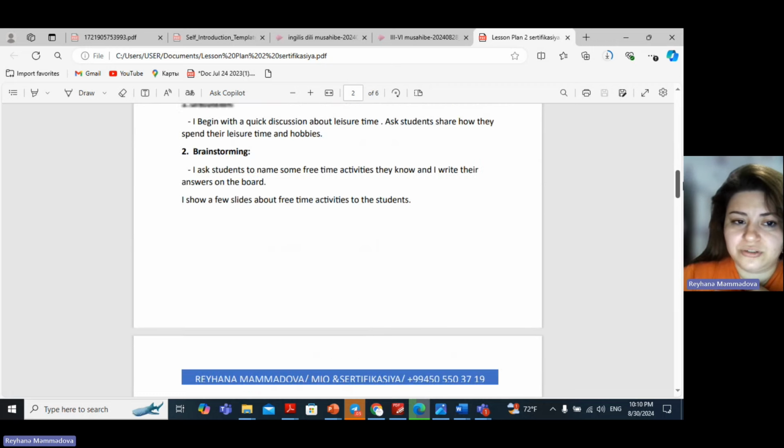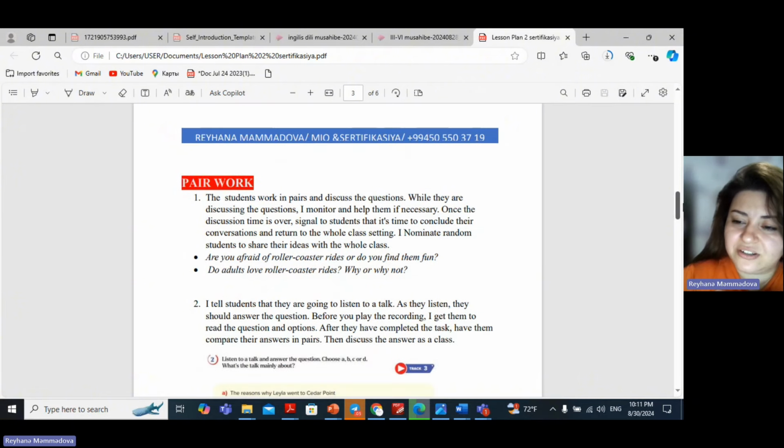And I use pair work. The students work in pairs and discuss the questions. While they are discussing, I monitor and help them if necessary. When the discussion time is over, I signal to students that it's time to conclude their conversations and return to the whole class setting. I nominate random students to share their ideas or opinions with the whole class. For example, the questions are: are you afraid of roller coaster rides, or do you find them fun? Do adults love roller coaster rides? Why or why not? And the students begin to discuss these questions and share their ideas.